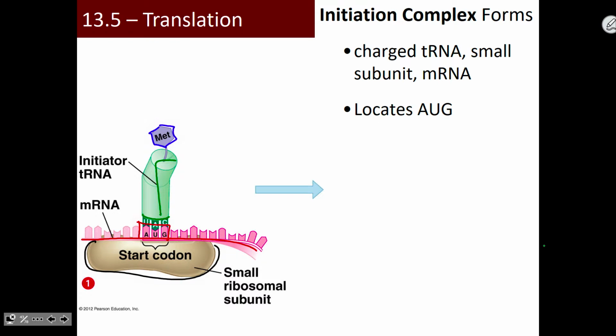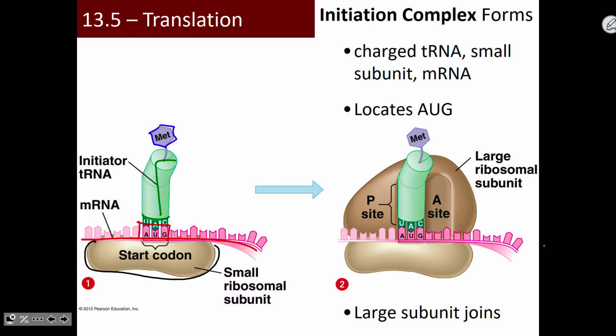Okay. Once this forms, the charged tRNA comes in, locates AUG, and then the large ribosomal subunit joins. And the two subunits come together kind of like a clamp. They hold the messenger RNA in place. The tRNA is slotted into the groove. And at this point, the tRNA is actually in the P site because it has the polypeptide that will be, right now it's only a single amino acid long, but it's carrying that chain, the beginning of that chain.